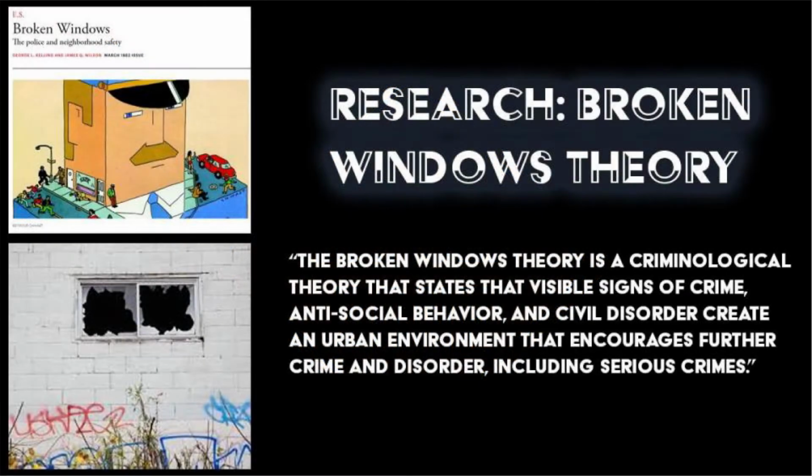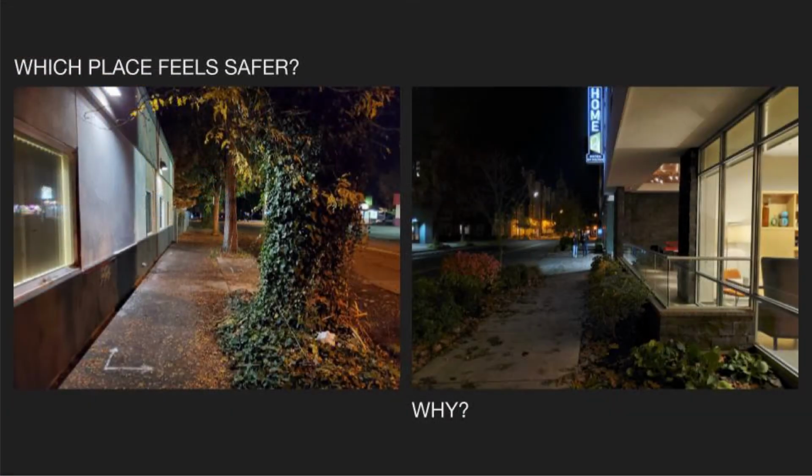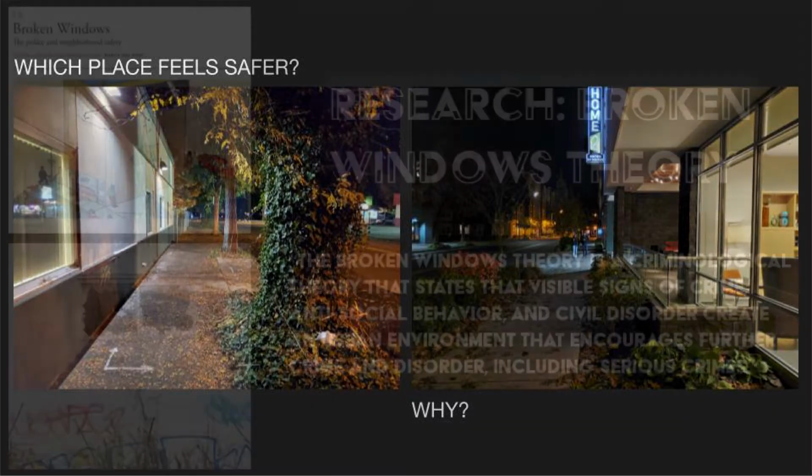In 1982, an influential article called Broken Windows was published in The Atlantic, which posited that signs of neglect and criminal activity in the built environment invite further crime and disorder in a kind of negative feedback loop. But what makes some places feel safe and others unsafe? How can we design places which make people feel safer and deter crime?